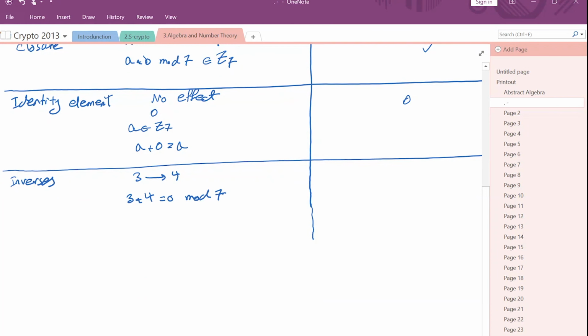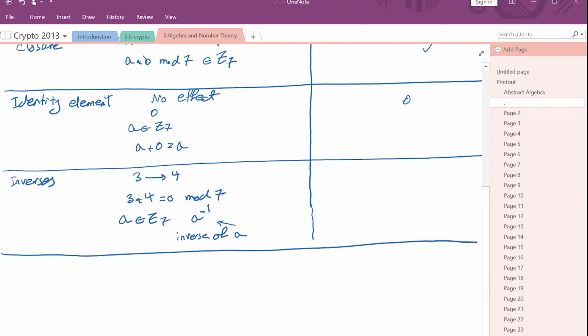So we normally show the inverse of any element, say the element A in Z7, as A minus 1. It is not A to the power minus 1. This just means the inverse of A.